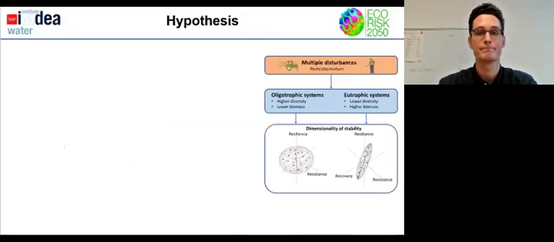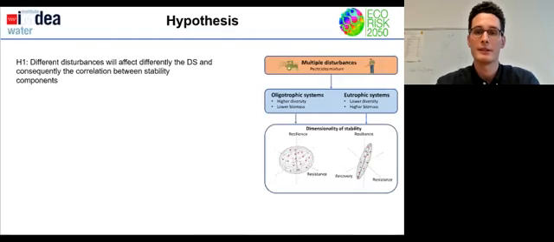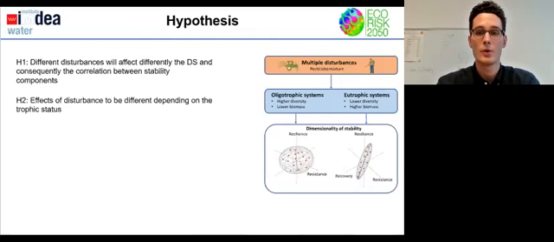Moreover, in complex communities, direct effects of specific disturbances are propagated throughout the food web, producing indirect effects. We then formulated some hypotheses on our experiment, and first of all, we expected that different disturbances will affect differently the dimensionality of stability, and as a result, also the correlation between the stability components. Secondly, we expected that the effects of the disturbances may be different depending on the trophic status of the system on which the disturbance was applied.